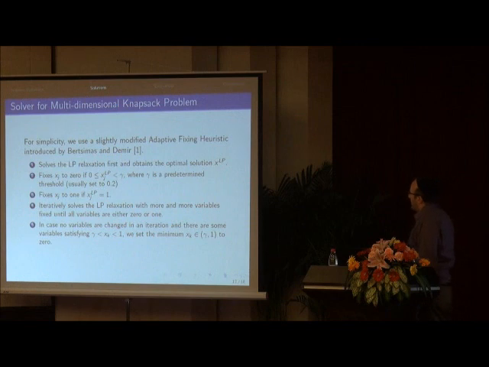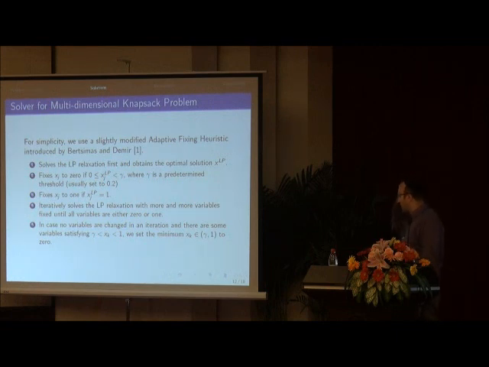For the multidimensional subproblem, in general, solving a multidimensional subproblem is a hard problem. So they use a heuristic for that as well, and for simplicity, they use a modified adaptive fixing heuristic that was introduced by Sigma's engineer. And the algorithm works as follows.